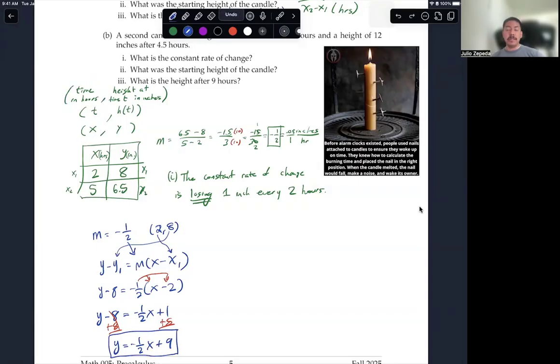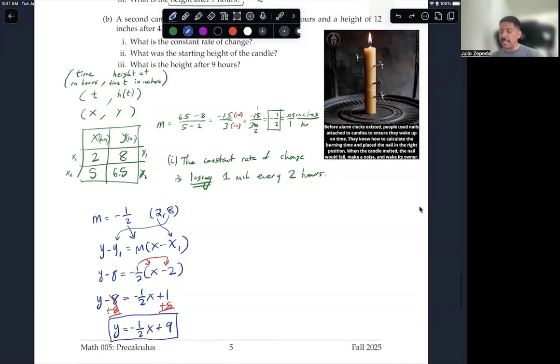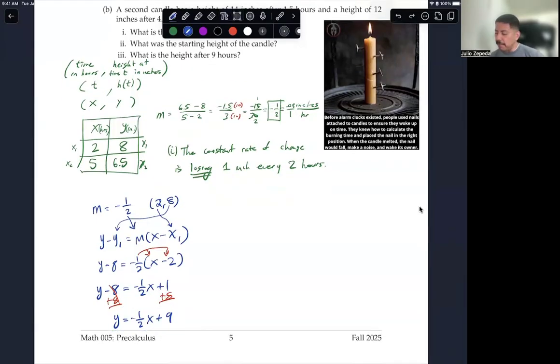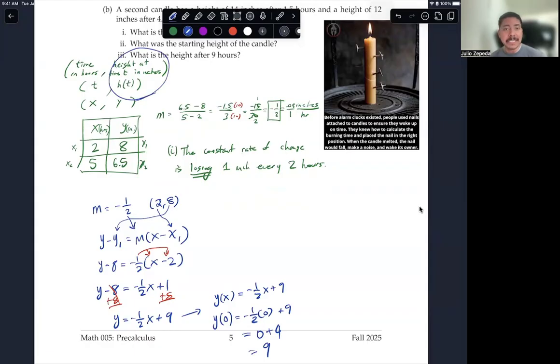So just to verify that this was the starting height of the candle, that it is in fact the y-intercept, I can evaluate this. Y is a function of x. Y of x is negative 1/2 x plus 9. If I want to know what the height of the candle was at time 0, when I started, I can find y of 0. This is negative 1/2 times 0 plus 9, which is 0 plus 9, which is 9. This y value represents a height at time 0, in inches. So 9 inches is the starting height.